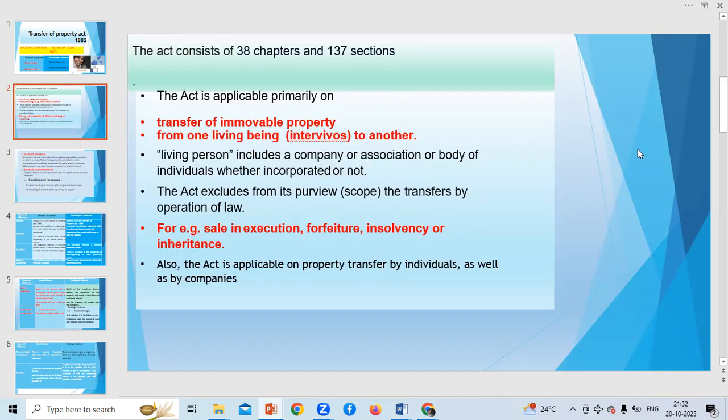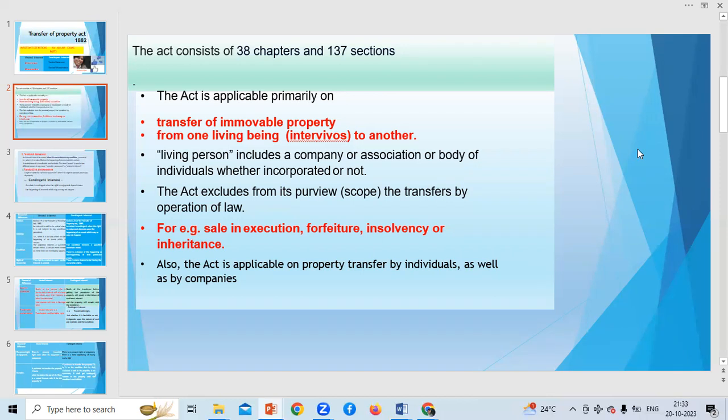From the stamp duty. And whenever any kind of transfer is done, the benefit, as the parties get, the third party in this is the government, who is looking for the revenue in each and every transaction. So whenever there is a transfer by operation of law, the government is not going to get any revenue out of it. So the Act excludes from its purview the transfer by operation of law. Examples given here are sales in execution, forfeiture, insolvency, inheritance, etc. These are the examples of operation of law. These are transfers by operation of law.